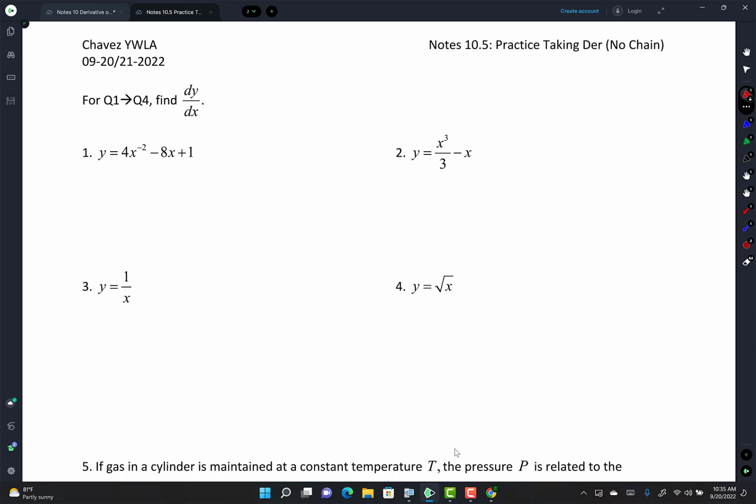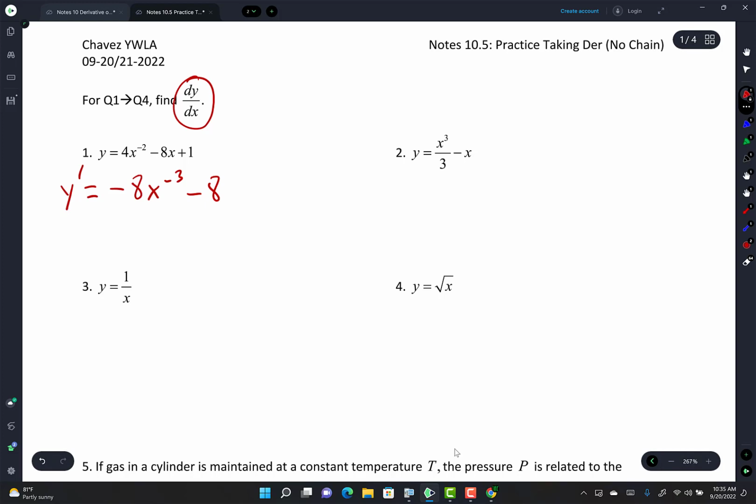All right, here we go. That's 10.5, guys. We're going to go slow. We're just practicing. The first 4 is just practice. It wants the derivative. That's what this means, dy dx, y prime. What's the derivative of 4x to the negative 2? Negative 8 x to the negative 3. That's it. Everyone agree? Okay. Don't freak out.